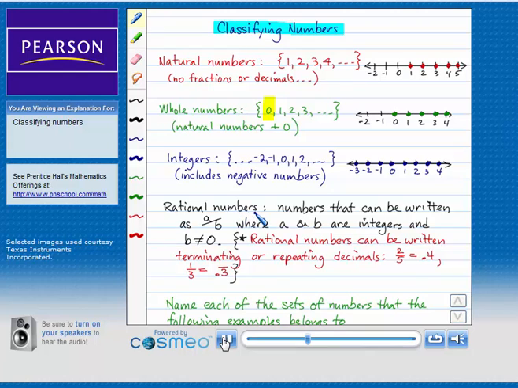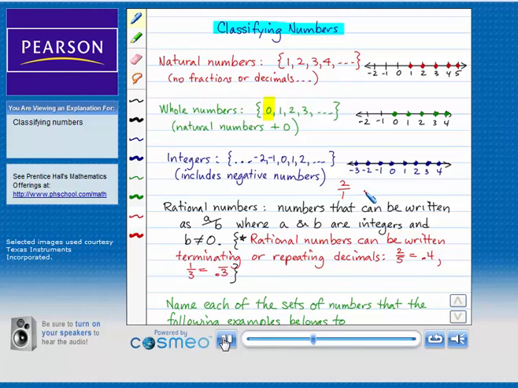Now rational numbers, I can't put all of the rational numbers on a number line because they include all the numbers that can be written as a over b, where a and b are integers and b does not equal 0. Okay? So rational numbers would include whole numbers and natural numbers and integers, because every integer can be written as a rational number by giving it a denominator of 1. Right? So the number 2 is a rational number because it can be written as 2 over 1.